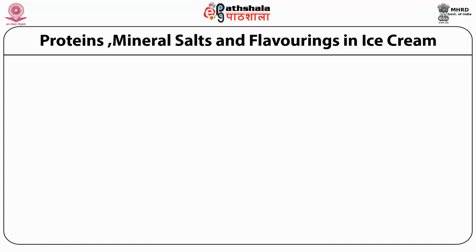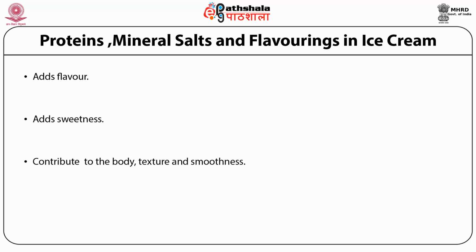Apart from 5 basic ingredients, milk may have some other substances added. These substances are proteins and mineral salts, flavorings, and colorings. These substances add flavor, sweetness, texture, body, and smoothness to ice cream. They provide less free roaming water in the ice cream and help to make its creamy structure. However, the addition of too many solids may bring an unpleasantly sandy sensation in the ice cream.